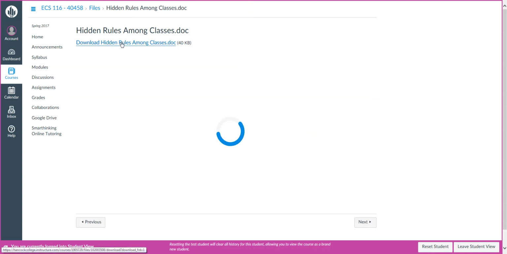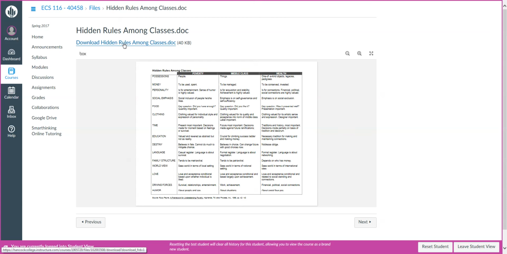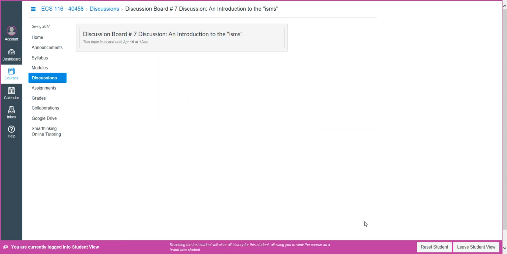Here's hidden rules. It's a document on the hidden rules among the classes. I think you'll find this really interesting. So it talks about how families who are raised in poverty, what they believe or what the rules are related to these topics, and then we have families from middle class and what their rules are related to those, and then also the wealthy and what their rules are related to these topics. I think you'll find that really interesting. Here's our discussion board going into an introduction of the isms.